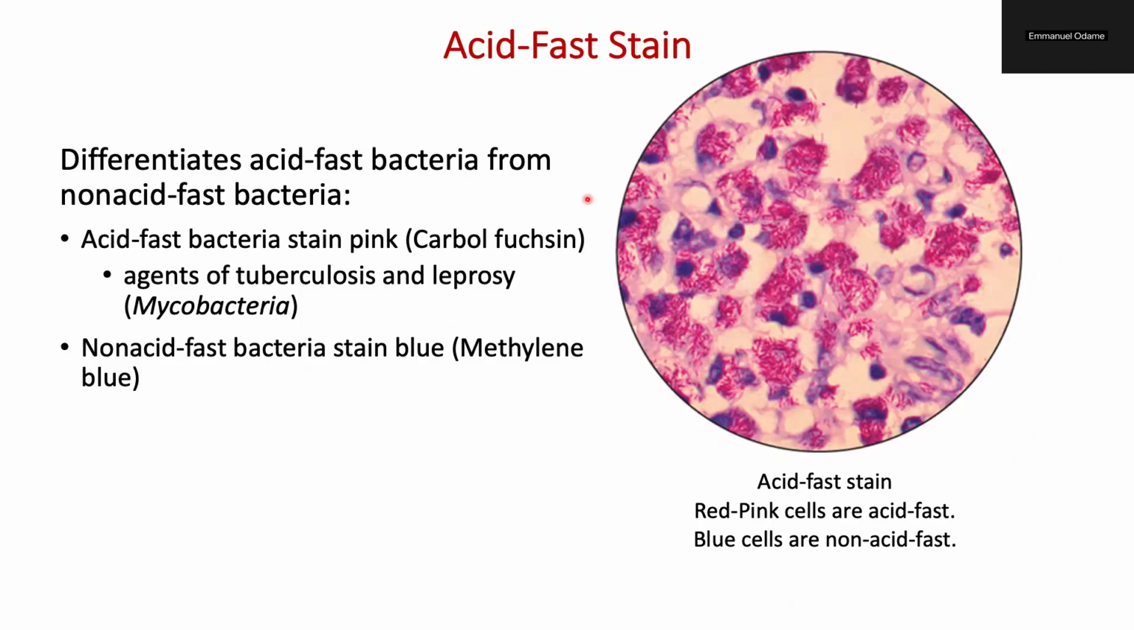And then we have the acid fast stain, used to differentiate acid fast bacteria from non-acid fast, as I've explained earlier. The acid fast bacteria stain pink, as you can see, with carbol fuchsin. This is mostly used in staining agents of tuberculosis and leprosy. The non-acid fast bacteria appear blue with methylene blue, and the pink ones are the acid fast bacteria.